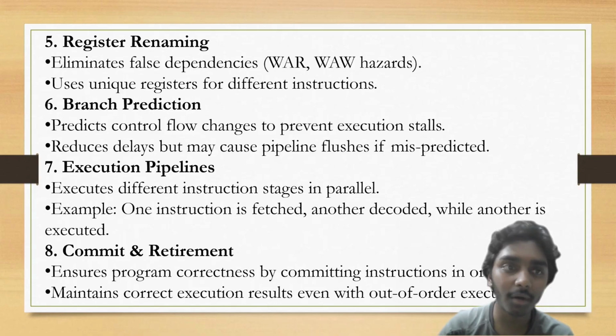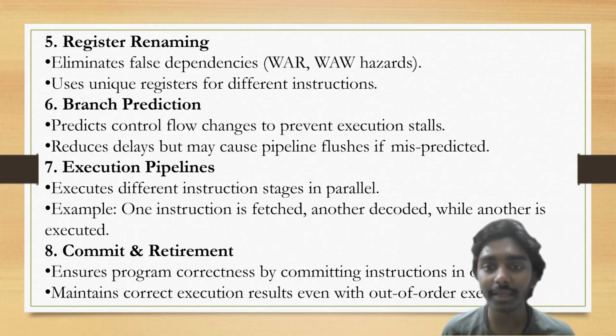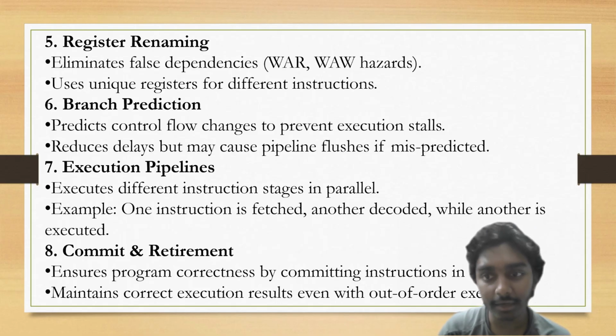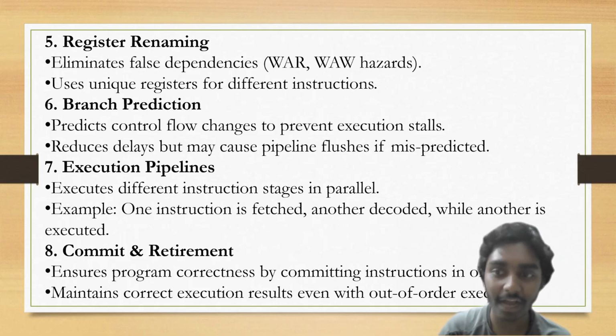Coming to the next important point, register renaming. This helps eliminate false dependencies like WAR, WAW, and read after write. WAR is write after read, WAW is write after write, and RAW is read after write. These are hazards which we'll be discussing later. By providing unique registers for different instructions, it helps eliminate these false dependencies.